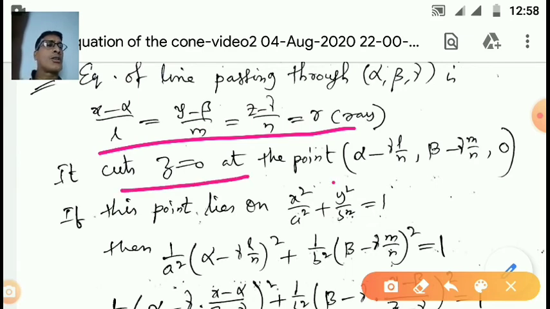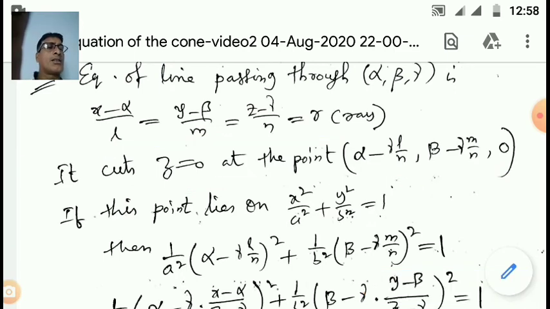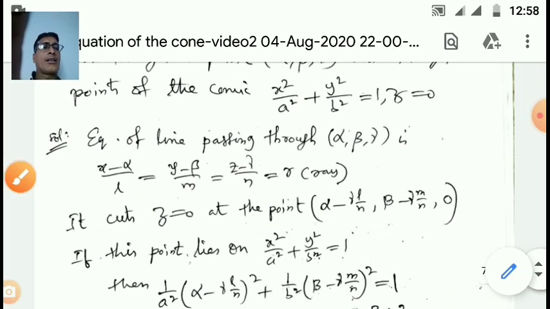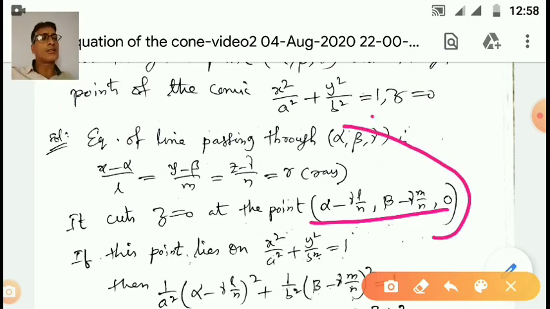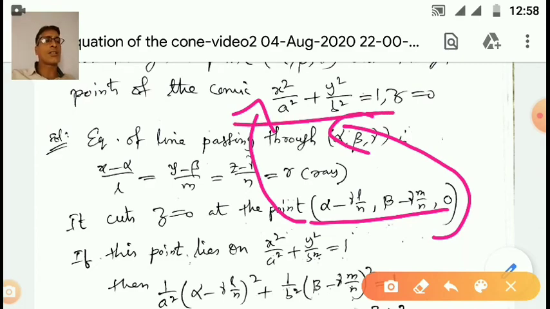By taking z is equal to 0, we will get alpha minus gamma l by n, beta minus gamma m by n, 0. This is the point where the generator meets the base curve. So this point obviously satisfies this equation. Therefore the coordinates of this point satisfy the equation x square by a square plus y square by b square is equal to 1. Therefore you can substitute the coordinates in this equation.